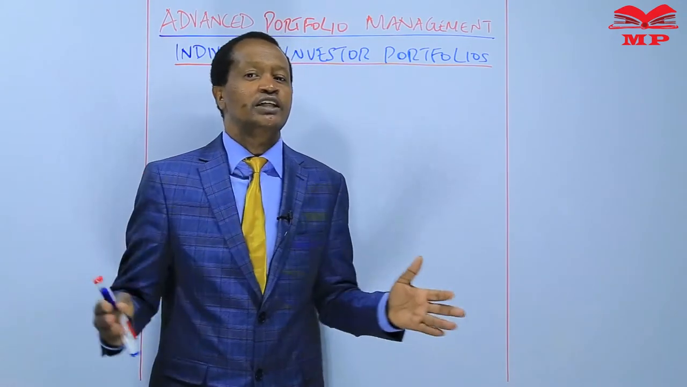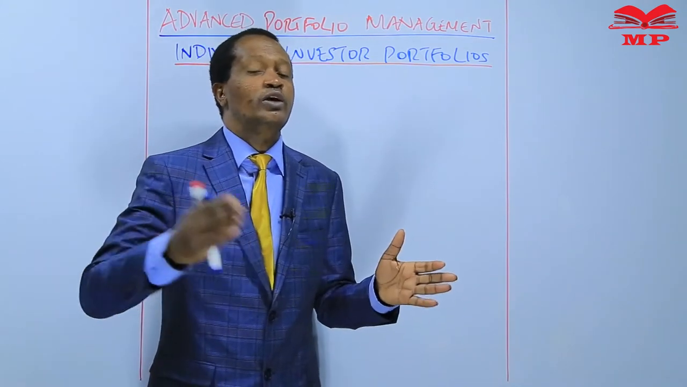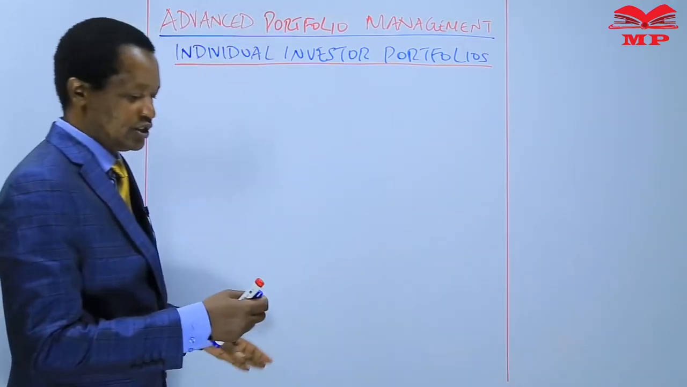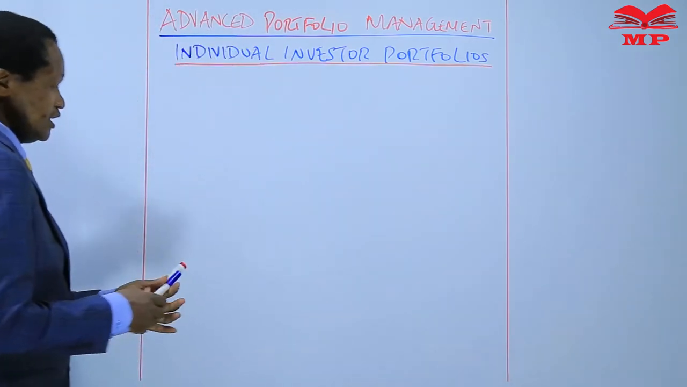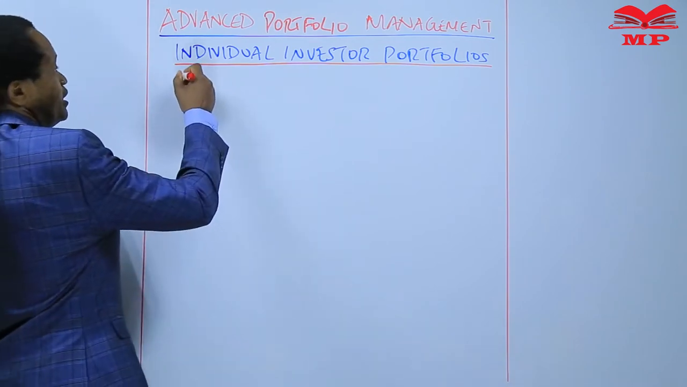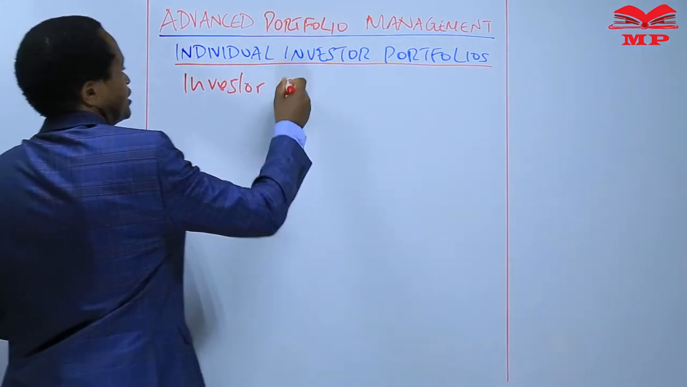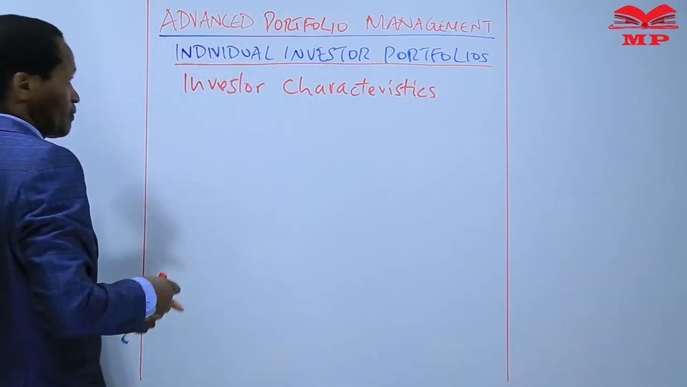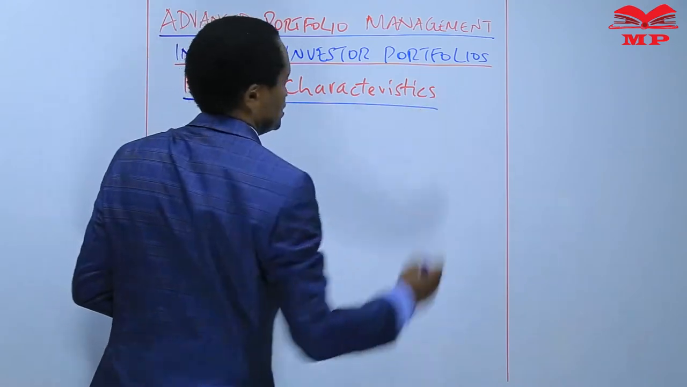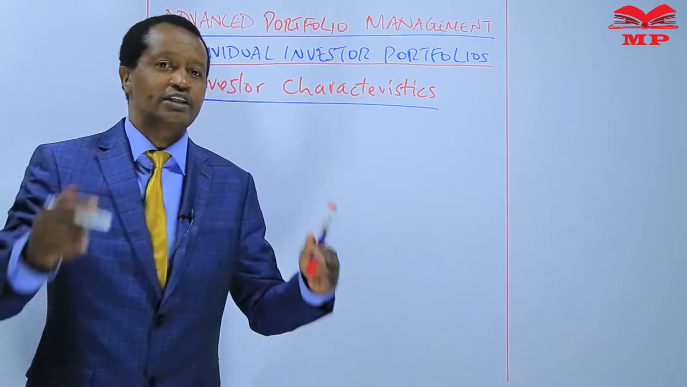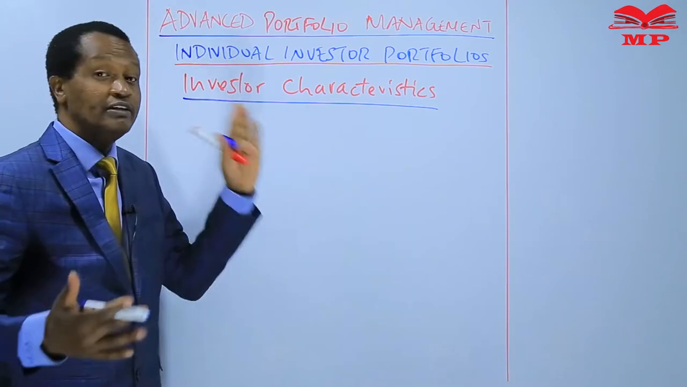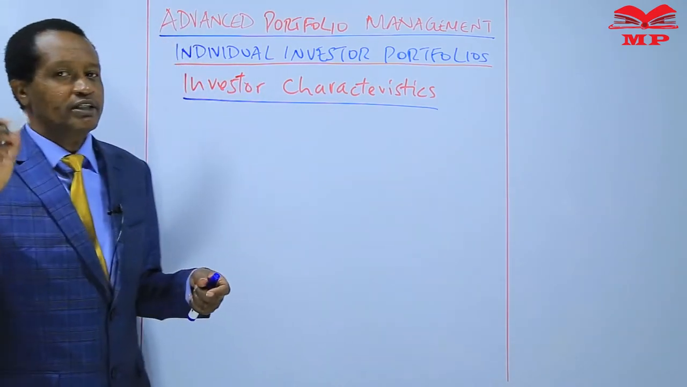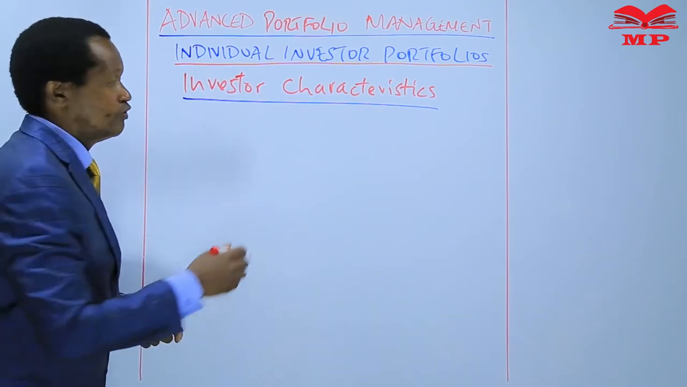So we discussed in detail source of wealth and perceived measure of wealth of an investor. In today's lesson, I want us to discuss the third point, which is the stage of life. So the subtopic is investor characteristics. Remember, learners, still under situational profiling, still under investor profiling, but now we want to focus on stage of life.